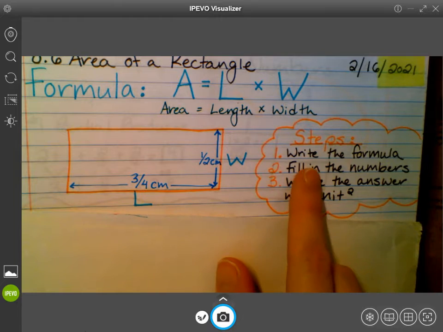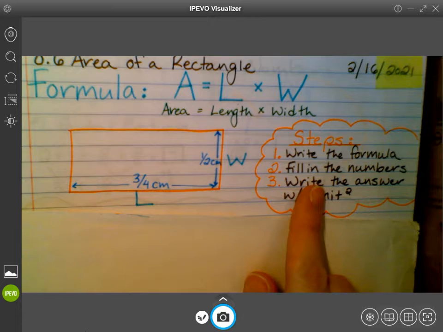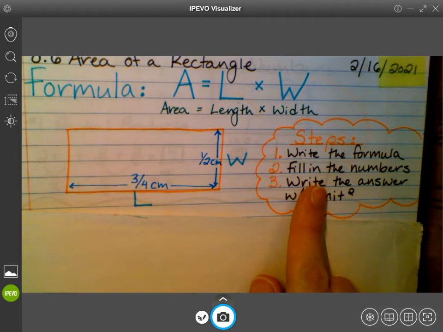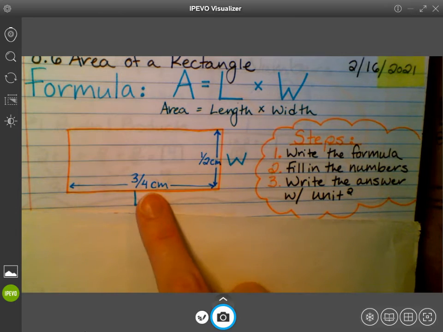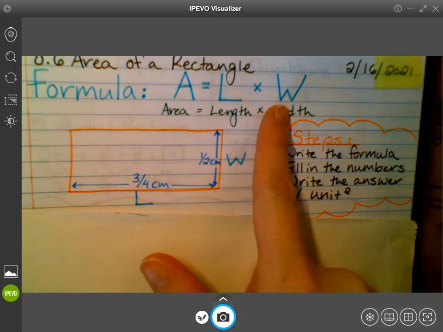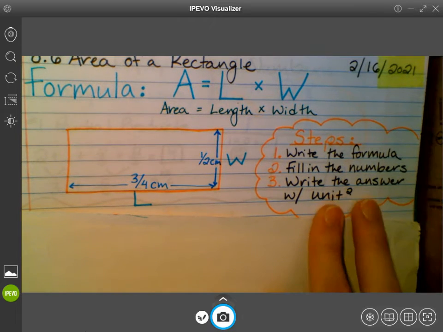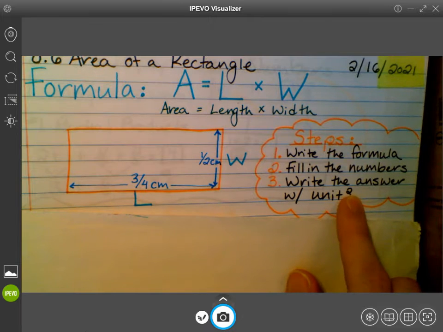So then, our steps will be, this is what we will be doing with our length and our width here. We'll be writing out our formula, A equals L times W. Then we're going to fill in the numbers. So after we rewrite our formula, then we're going to put the numbers in where they're supposed to go. So the length will go where the L is in the formula, and the width will go where the W is in the formula. And then finally, we're going to write the answer with unit squared.